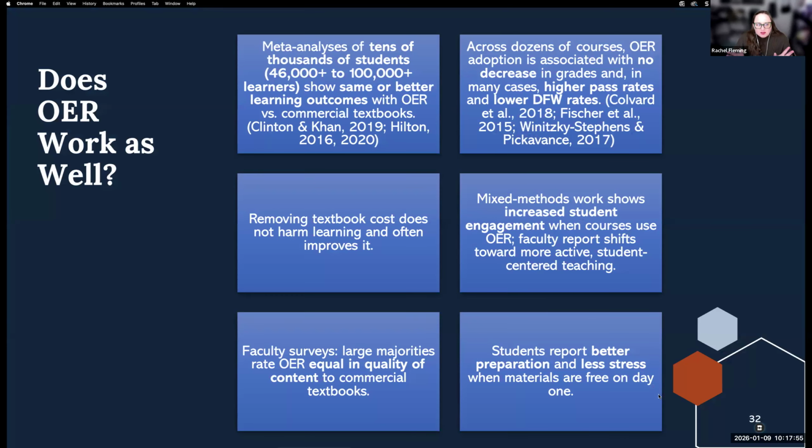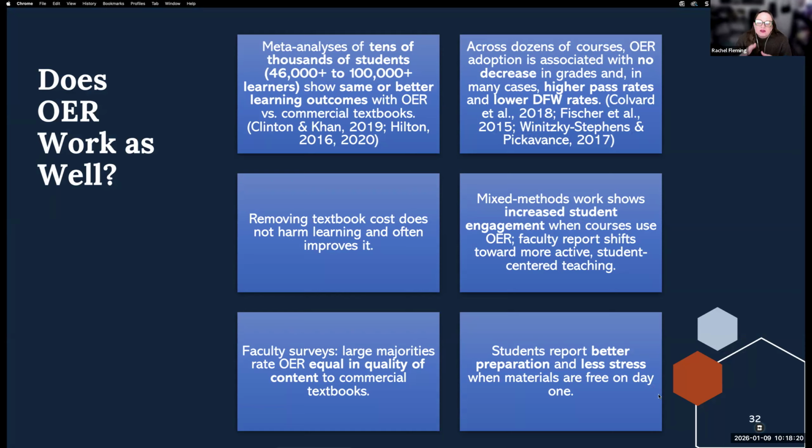So the question we get all the time is, well, does OER work as well, though? Is it lower quality? Are we lowering the quality of our content in order to make something ZTC for students? And this is where we have a lot of qualitative data and meta-analyses that basically show that the learning outcomes are either the same, which is still better because then the student didn't have to pay anything and the learning was the same, or the learning outcomes were better.